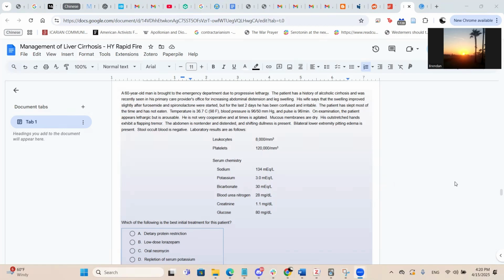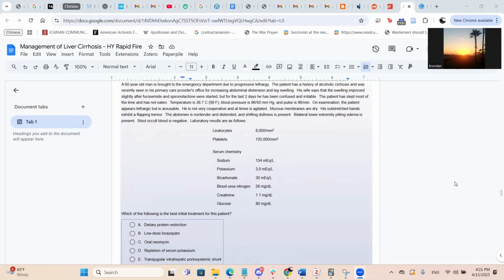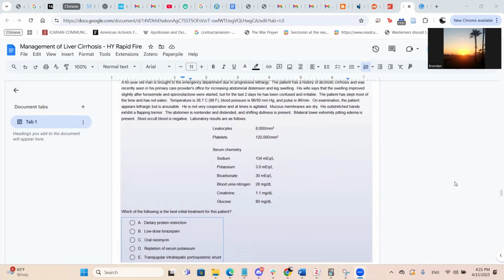Temperature is 98 Fahrenheit, blood pressure 96/50, pulse is 96. On exam, the patient appears lethargic but is arousable. He's not very cooperative and at times is agitated. Mucous membranes are dry. His outstretched hands exhibit a flapping tremor. The abdomen is non-tender and distended, and shifting dullness is present. Bilateral lower extremity pitting edema is present. Stool occult blood is negative. Laboratory results are as follows. Which of the following is the best initial treatment for this patient?